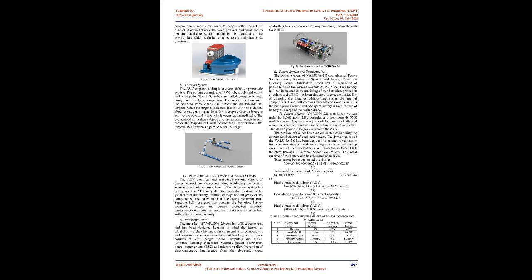D. Torpedo system. The AUV employs a simple and cost-effective pneumatic system. The system comprises of PVC tubes, solenoid valve, and a torpedo. The PVC tubes are filled completely with compressed air by a compressor. The air can't release until the solenoid valve opens and directs the air towards the torpedo.